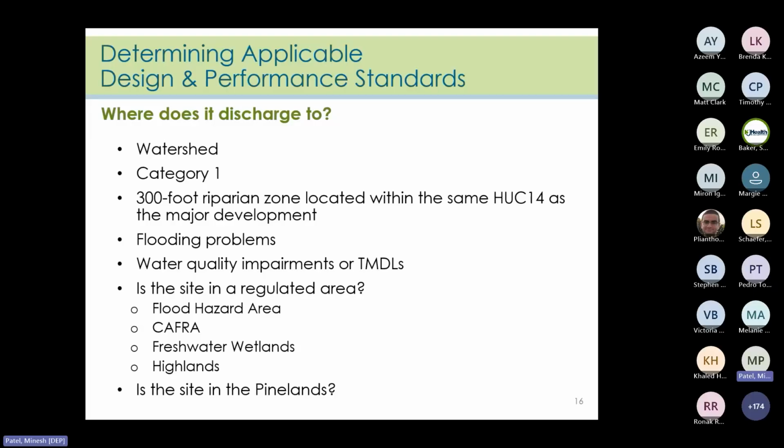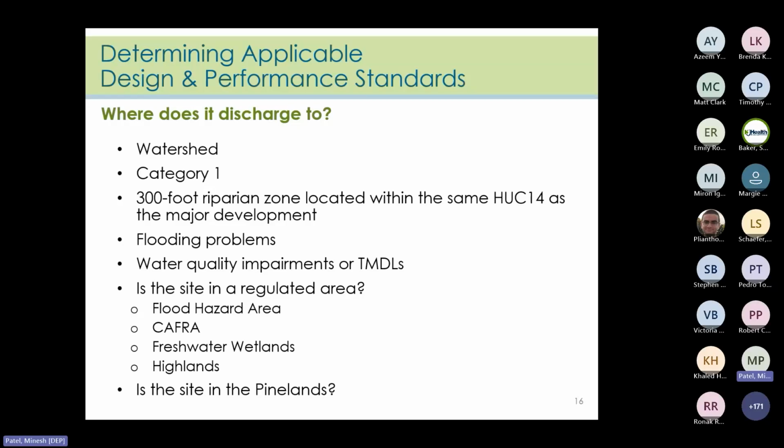Once the reviewer has verified that the required information has been submitted and is accurate, they can begin to actually review the design and performance standards. Plans and report must address the information that is listed here. This information is crucial to determining whether the project was designed properly.